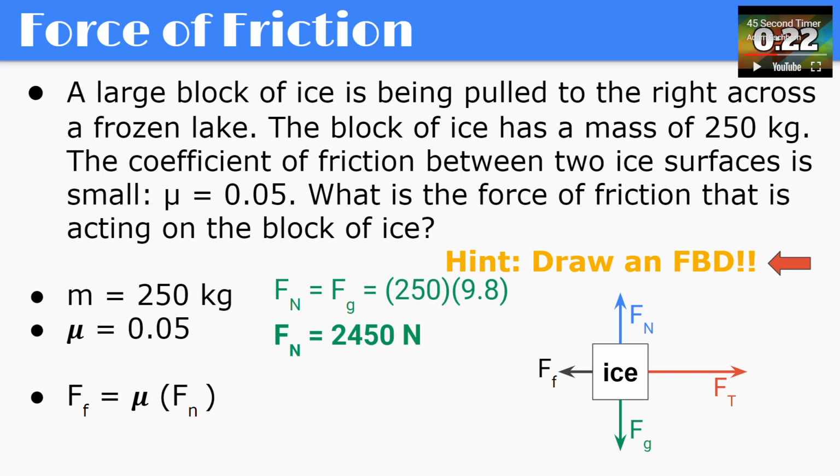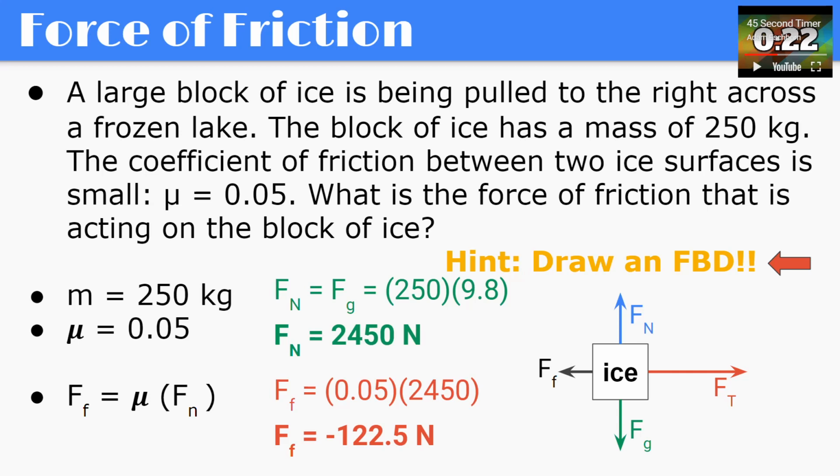So that is my normal force, and I can use that to solve for the force of friction. Mu, 0.05, times Fn, 2450, gives me a force of friction of 122.5 newtons. Notice I added a negative sign because if I look at my diagram, it's to the left. I'm going to call that the negative direction. You don't get a negative number from the calculation, you just have to look at your picture.